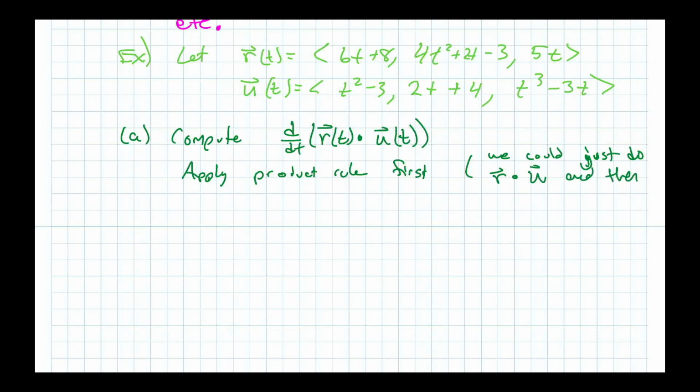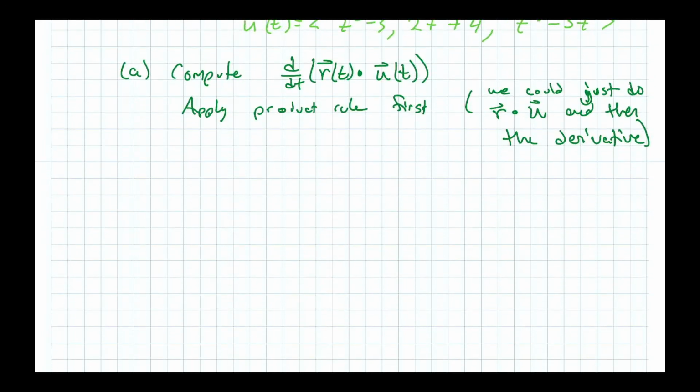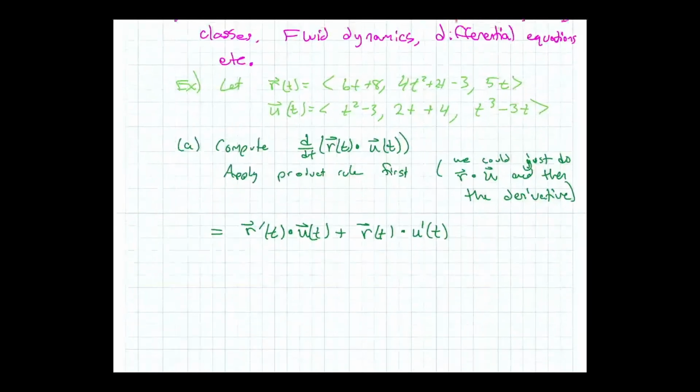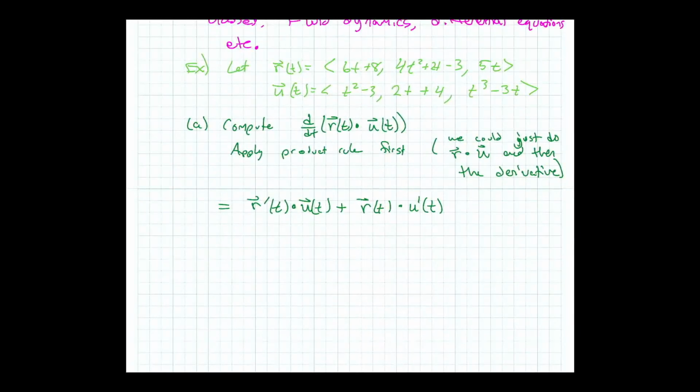So we could just do r dot u and then the derivative. But we're not. All right, so let's apply the product rule. If we apply the product rule, you would have r prime dot u plus r dot u prime. Okay, so that's how we would write it. We have the r and the u. We don't have the r prime and the u prime, so we have to calculate those.